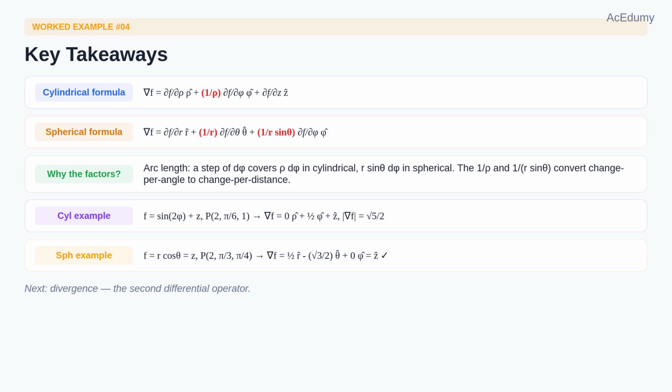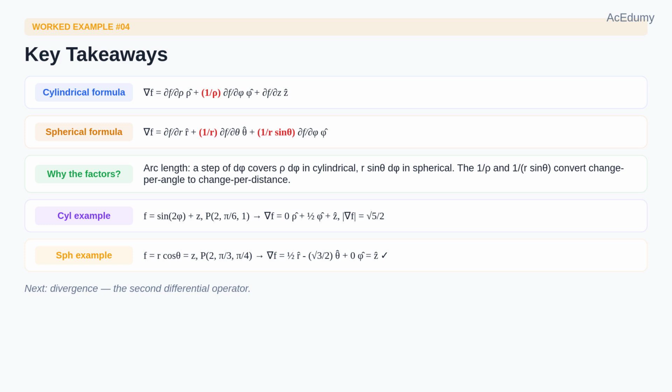Quick recap. In cylindrical, nabla f equals partial f partial rho rho hat plus 1 over rho times partial f partial phi phi hat plus partial f partial z z hat. In spherical, nabla f equals partial f partial r r hat plus 1 over r times partial f partial theta theta hat plus 1 over r sine theta times partial f partial phi phi hat. The factors of 1 over rho and 1 over r sine theta are not decoration. They convert change per unit angle into change per unit distance because angular displacement in these systems covers an arc length proportional to the radius.